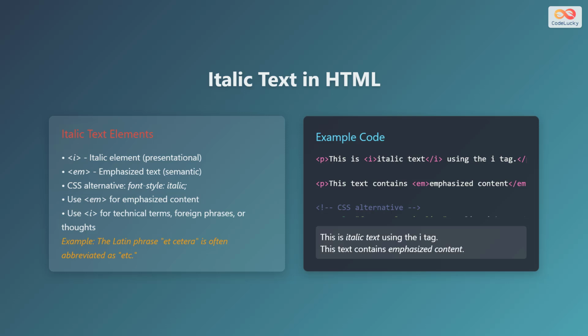Here are some examples in HTML. To create italic text using the I tag, enclose the words "italic text" with an opening and closing I tags. To emphasize content, enclose the words "emphasized content" with an opening and closing EM tags. And using CSS, you can apply the style font-style: italic to any text within a paragraph tag.